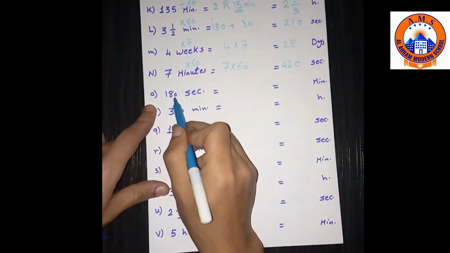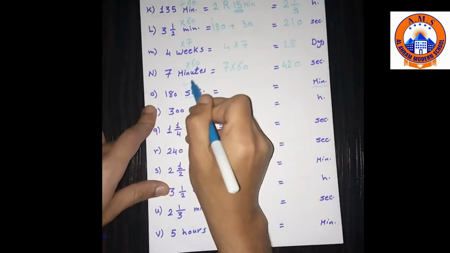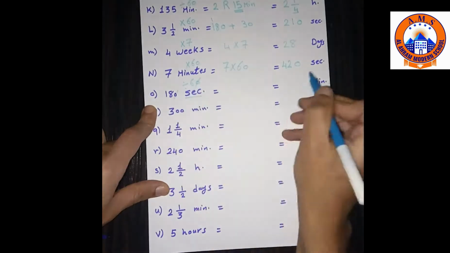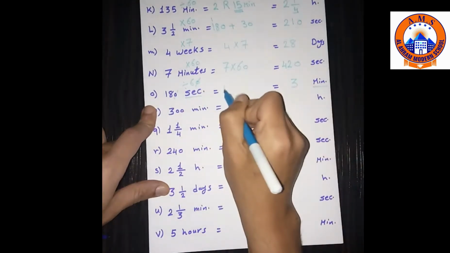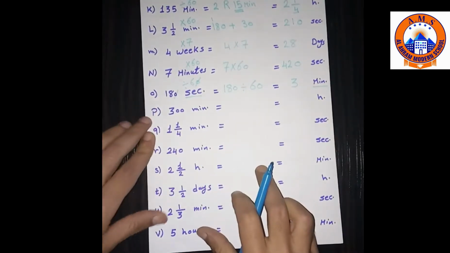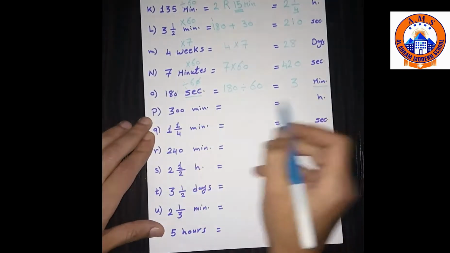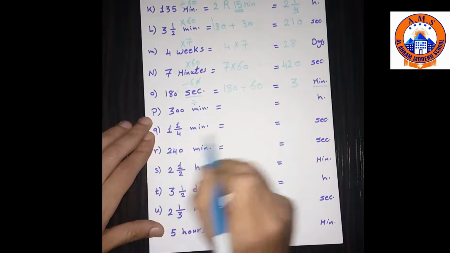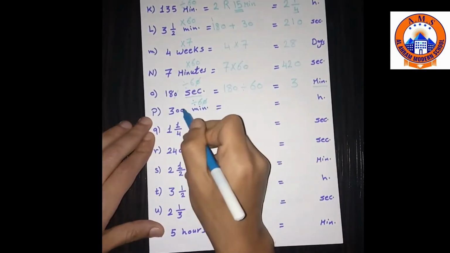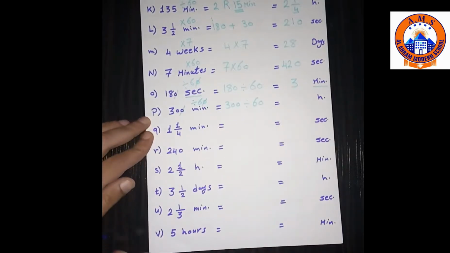Let's make 180 seconds into minutes. From second into minutes, we will divide by 60. Cancel 0 with 0. 18 divided by 6 equals 3. So we divide 180 by 60. Question number B. 300 minutes equal how many hours? From minute into hour, we divide by 60. We can cancel 0 with 0. We are making 300 divided by 60. We cancel 0 with 0.